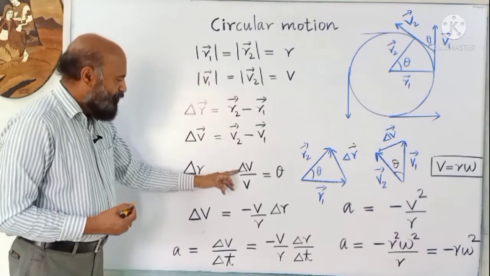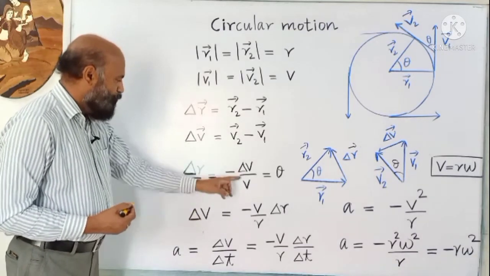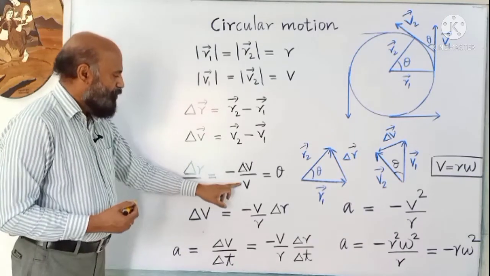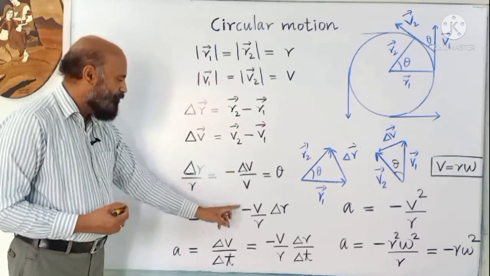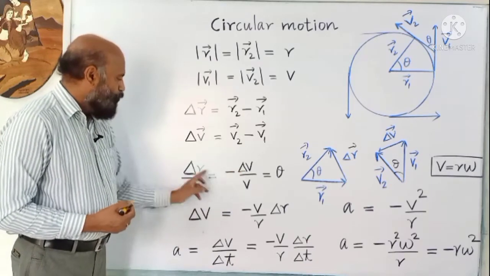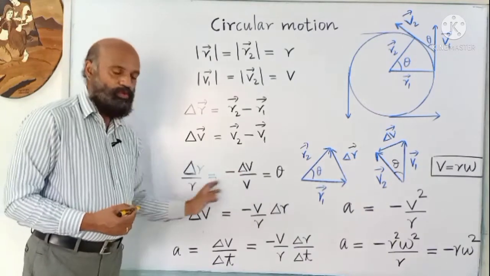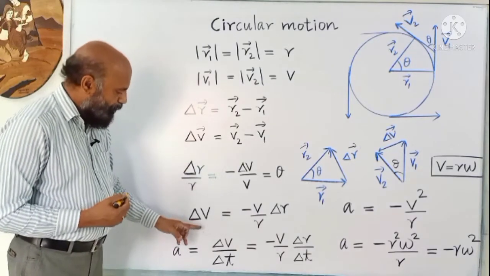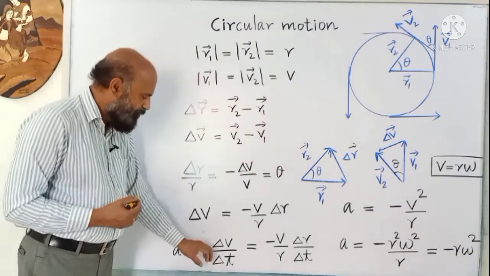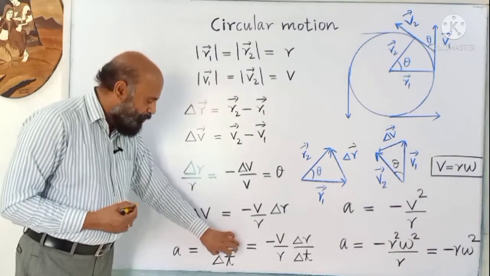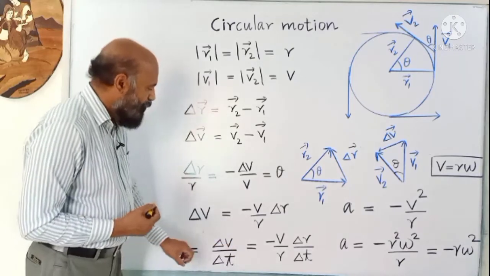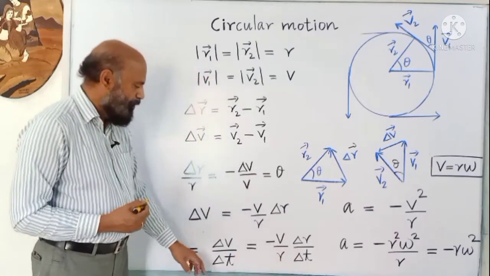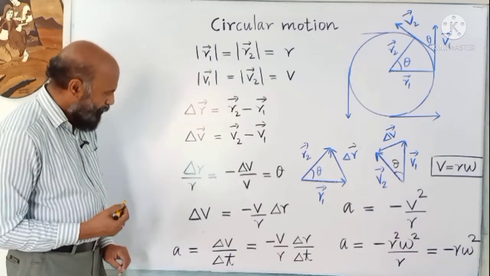Now after rearranging this, delta V is equal to minus V by R delta R. The negative sign can be put this side. Then delta V is equal to minus V by R into delta R. Then for getting the acceleration, divide by delta T. Delta V is the change in the velocity. You divide both sides by delta T, so you are getting acceleration.